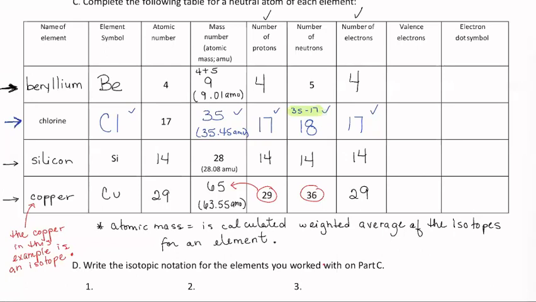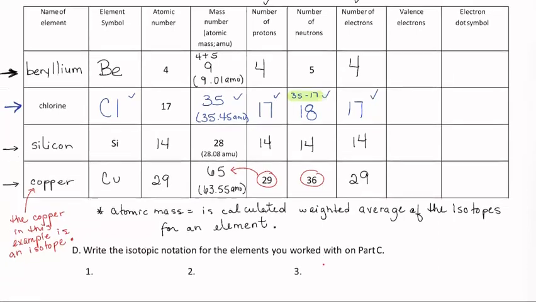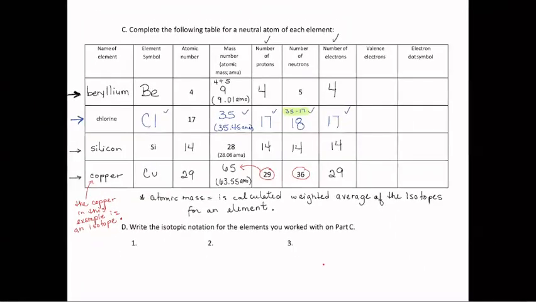Excellent. So let's actually proceed now to write the isotopic notation of these 4 elements that we have in this table. Understand that in the in-class worksheet, this table is more extensive, okay? So let me just number these. This is number 1, this is number 2, this is number 3, this is number 4.